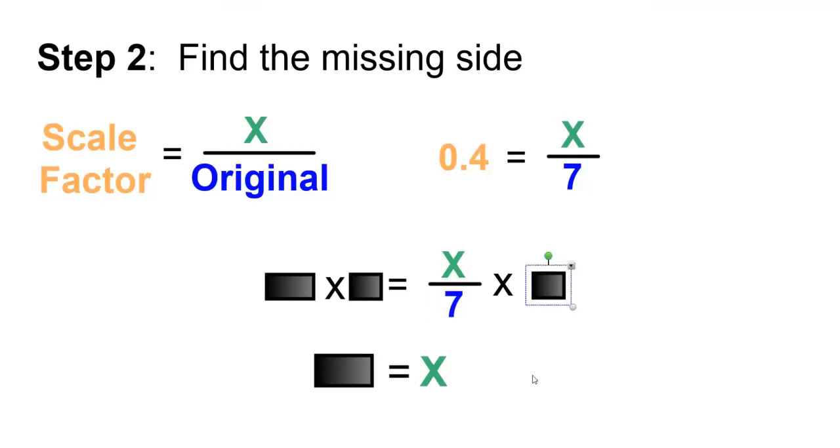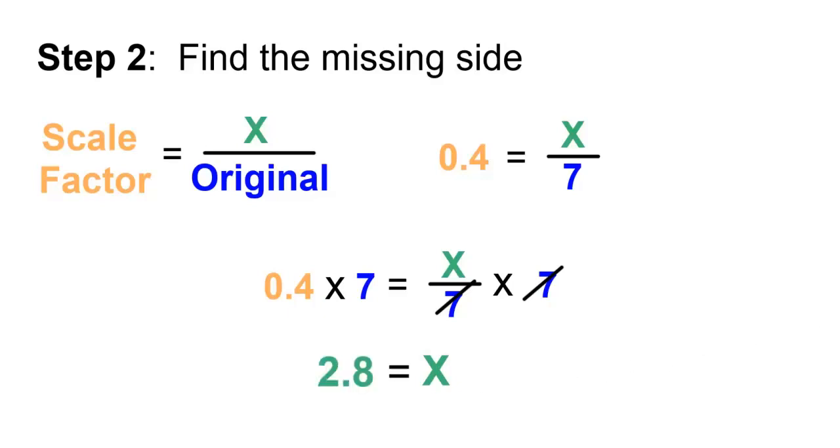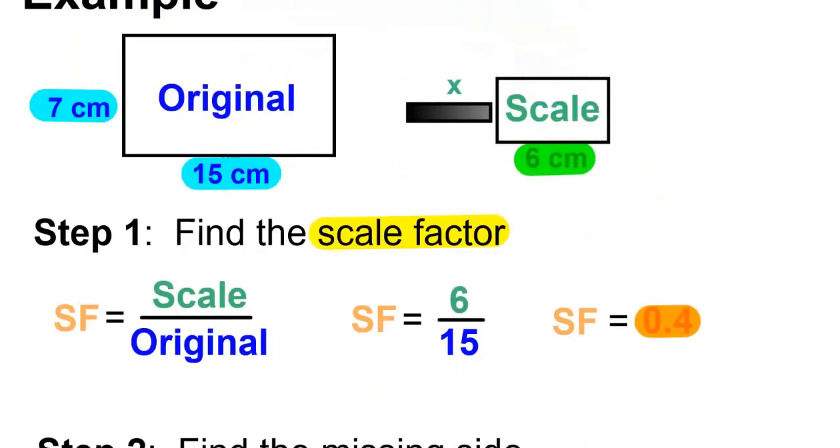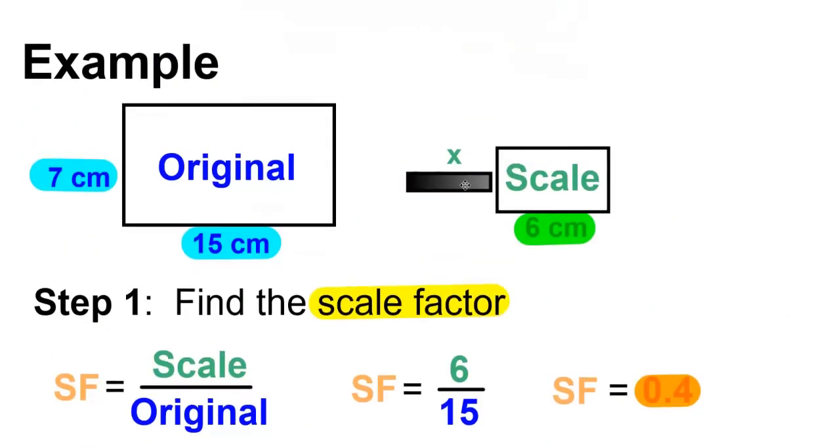We do this by multiplying the right-hand side by 7, which means you multiply the left-hand side by 7 as well. The times 7 and divided by 7 will cancel, leaving us with x. And 0.4 times 7 gives us an answer of 2.8. So the short side of the scale will be 2.8 centimeters.